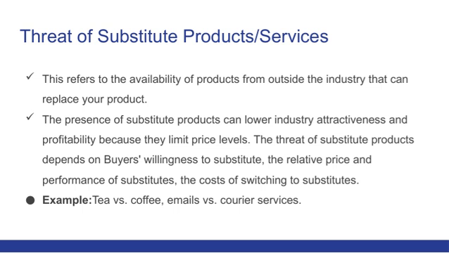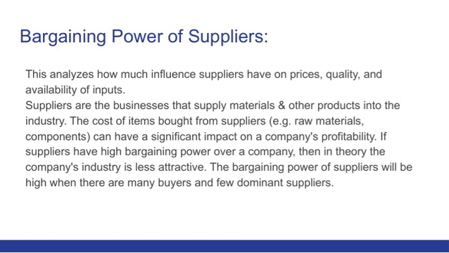Now, let's take a closer look at how much influence suppliers can have on a company's operations. Suppliers are essentially the businesses that provide the materials and other products needed for the industry to function. The cost of these items, whether raw materials or components, can significantly impact a company's profitability. If suppliers hold a lot of bargaining power, it can make the industry less attractive because it puts pressure on costs and margins.